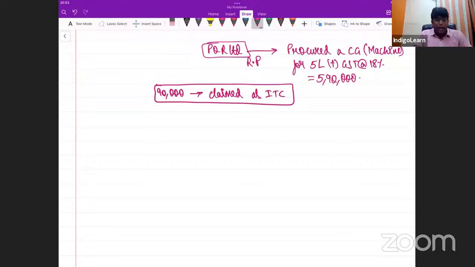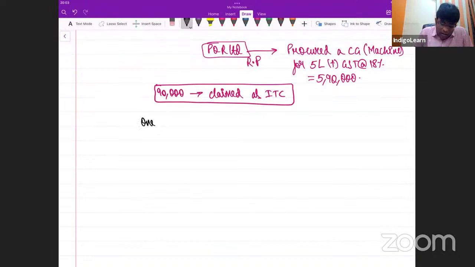This 90,000, PQR Limited would have definitely claimed input tax credit. Now I'll ask you one question. Why did government give input tax credit? Obviously, government gave input tax credit because the person is a registered person, he is going to pay output tax and he is going to use that machine for business purpose.